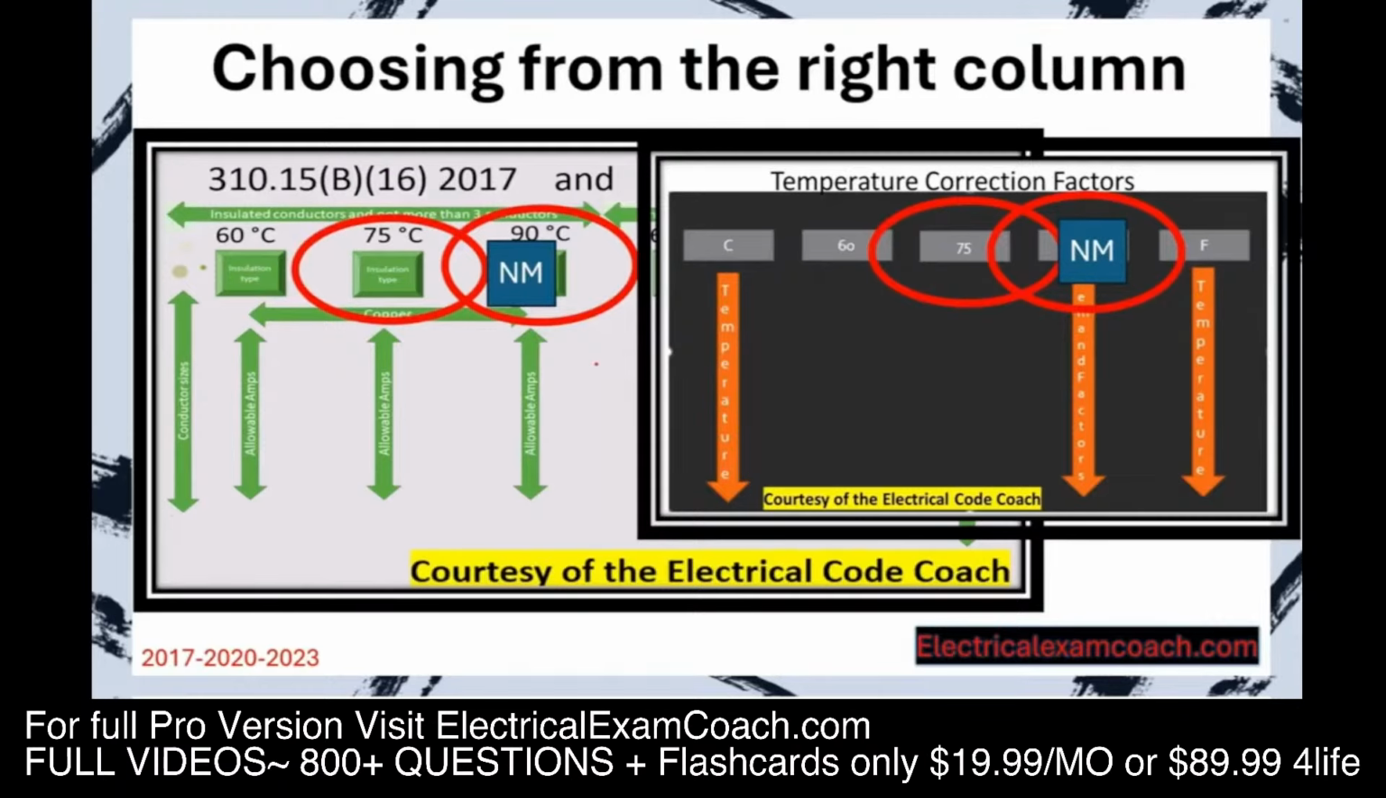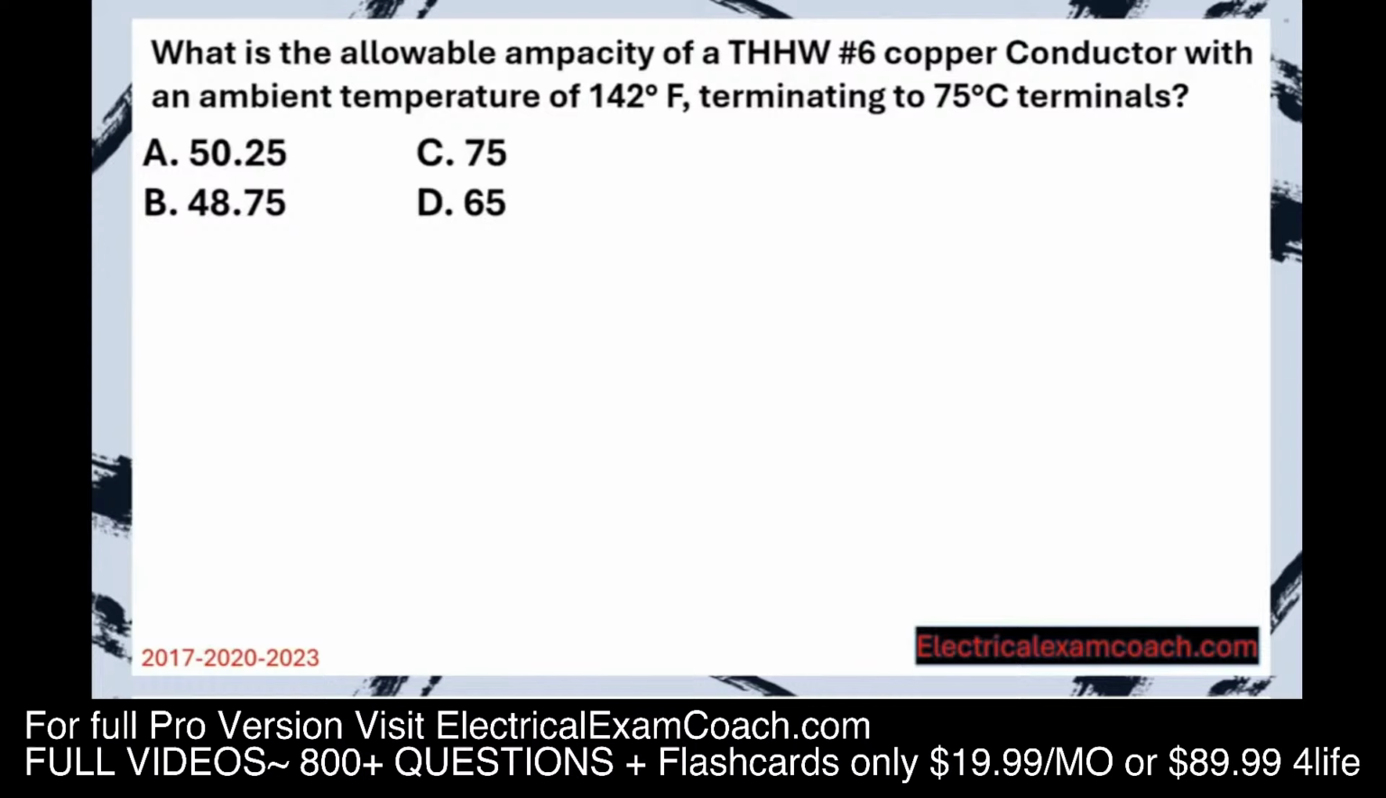What is the allowable ampacity of a THHW number 6 copper conductor with an ambient temperature of 142 degrees terminating to 75 degree C terminals?